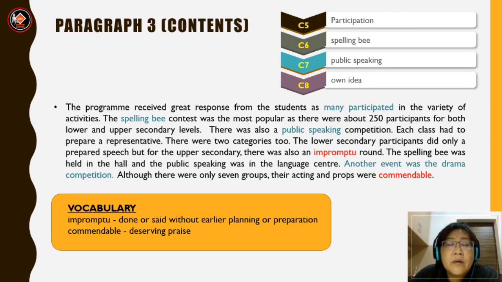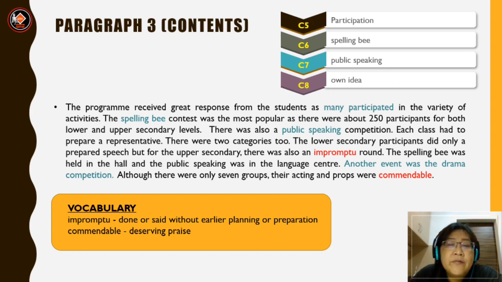Here we have paragraph 3. So the contents are C5, C6, C7 and C8. C5 is for participation, and then C6, C7 and C8 are spelling bee, public speaking, and own idea activities. So this is an example.